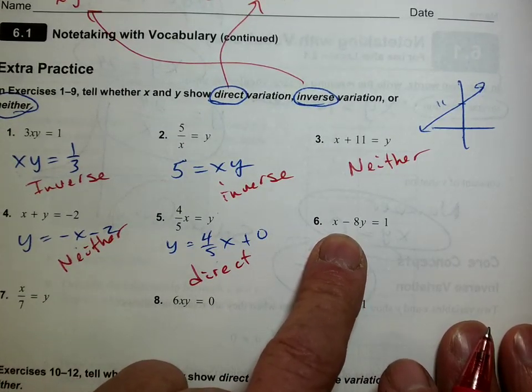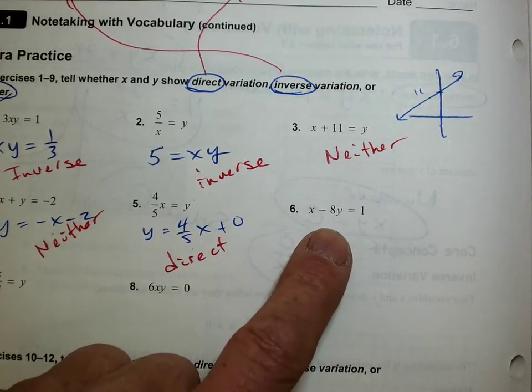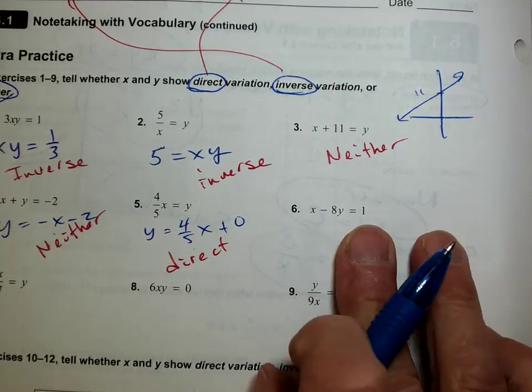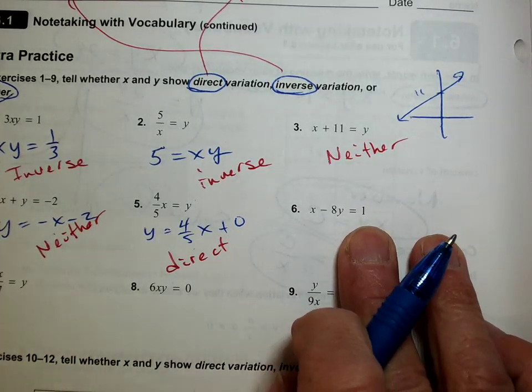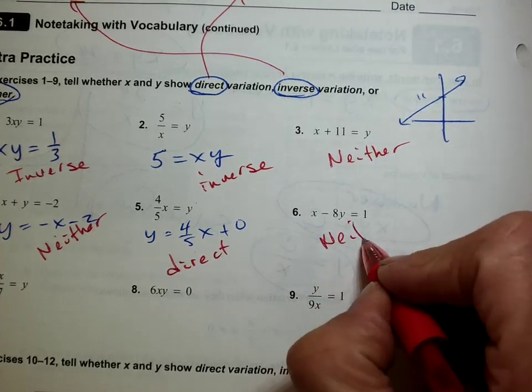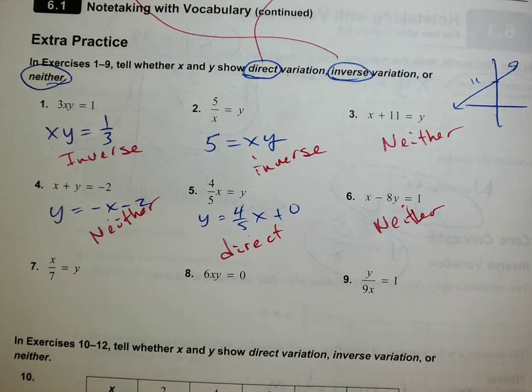Am I okay? Okay, how about 6? I think that is neither. Yeah, if I solve for y, it's going to go through actually negative 1/8, but this one's definitely neither. Nice job, Ben. Gross equation. Thanks, Ben. Okay, am I going too fast?